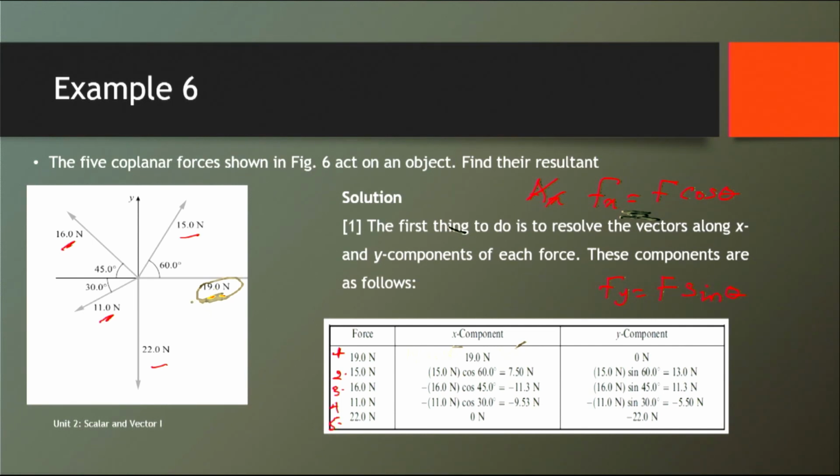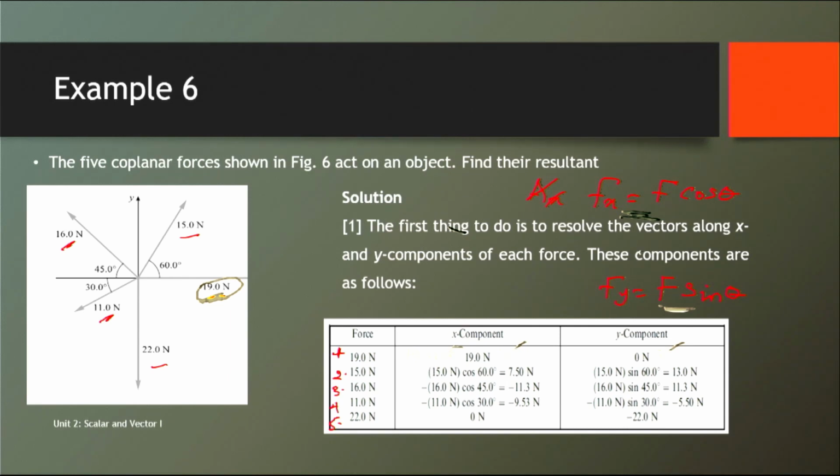Since we said that the angle it makes with the x-axis is 0, using this formula, 19 represents my force, and sine of this angle 0 is going to be 0 because sine 0 is 0. That's how we get our 0. Let's look at the second one.